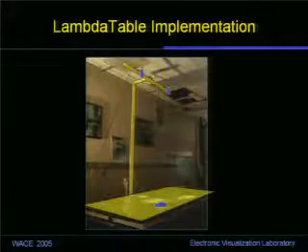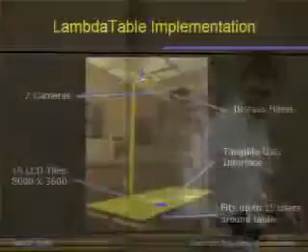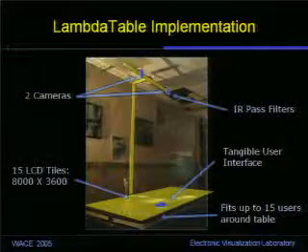This is an image of the LambdaTable as it stands now, just to show you the parts here. You can see that it's got two cameras right now. We've got 15 LCD tiles, giving us a total of 8,000 by 3,600 pixels. We have the tangible user interface on the surface of the table, and there's an IR pass filter on both of the cameras. The interface device right now uses infrared LEDs to provide a pattern that's tracked by the tracking system. And the table is spacious. It can fit up to 15 people around it.